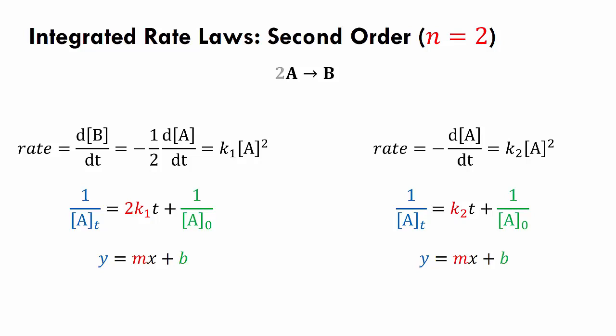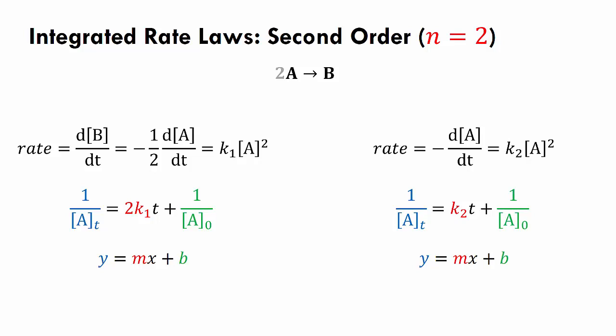concentration of A squared. On the left, where we took our rate to be negative 1/2 dA by dt, that 2 carries through, and in the linear form of the integrated rate law, we see that our slope m is equal to 2 times K1. Whereas on the right, where we didn't have that half term, our slope m is just equal to our rate constant K2. Our reaction itself does not know which convention we used to evaluate it, and so the 2K1 on the left must be equal to K2 on the right.